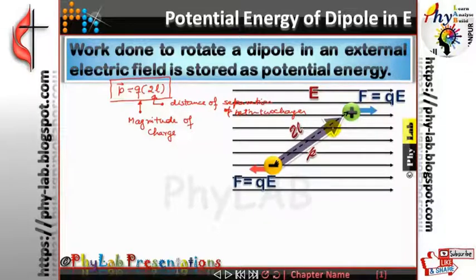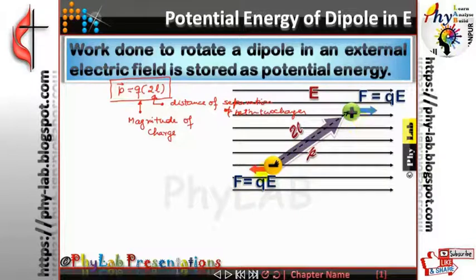What happens to these forces? The directions of these forces are different. You can see in the case of the positive charge, the direction of the force is along the direction of the electric field, whereas in the case of the negative charge, the direction of the force is opposite to that of the electric field.